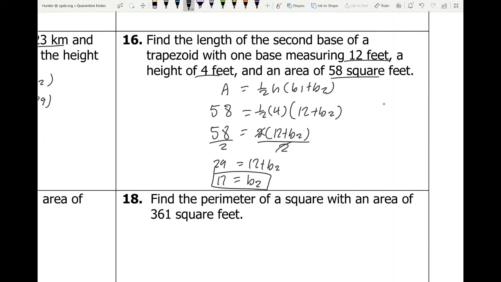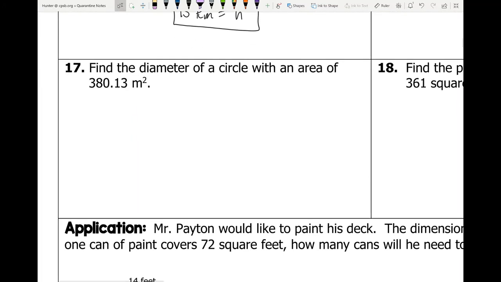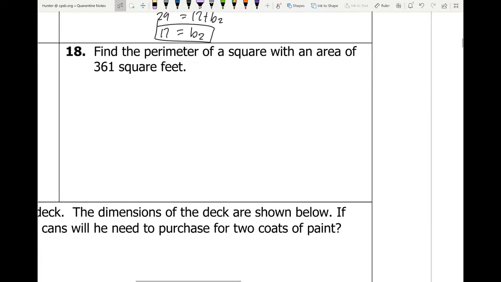Okay, that's in feet, sorry. Anyway. All right, find the diameter of a circle with an area of 380.13 meters squared. We've done those before. You can go ahead and handle that one.